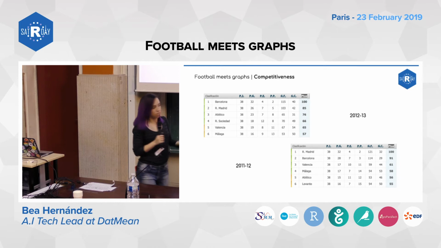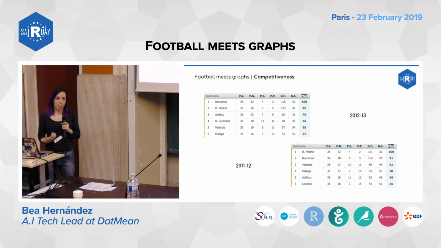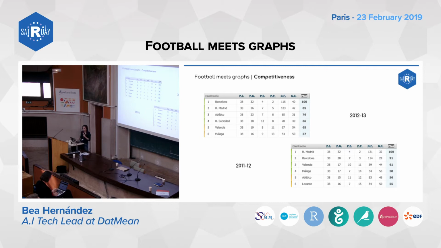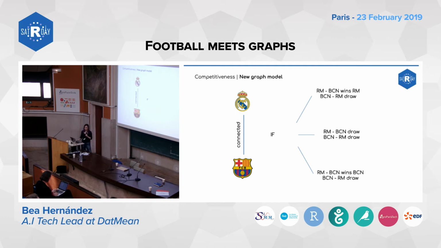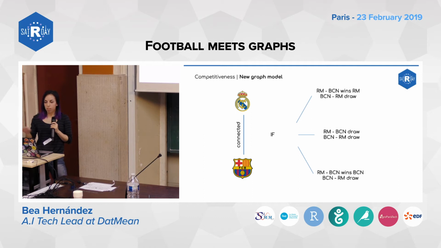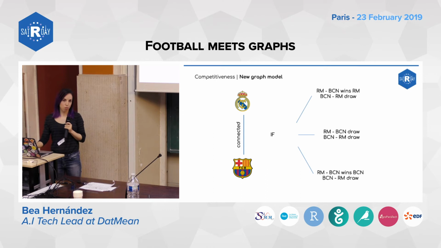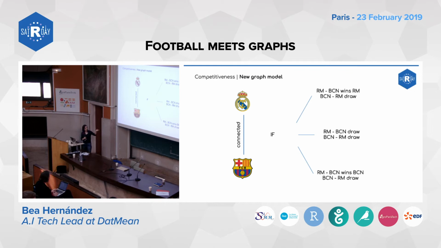So we're going to measure that. And we can do that because we are going to build another model where the relationships are more specific to competitiveness. So we say two teams are connected if, first, one wins and in the comeback there is a draw, or just the reverse: the other team wins and there is a draw. So there is at least 1 point for each team. You get a point if there is a draw, and you get 3 points if you win.